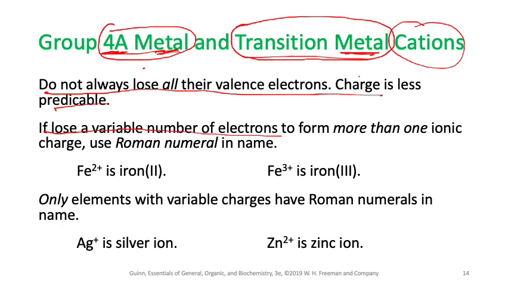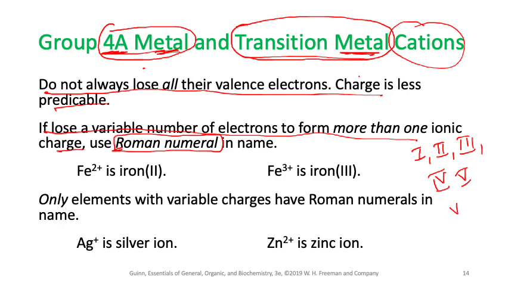If we lose a variable number of electrons to form more than one ionic charge, we normally use a Roman numeral. What is a Roman numeral? This is 1, this is 2, this is 3, this is 4, 5, 6, 7, 8, then you have 9, then 10. So you need just 10 or 8 or 9 just to remember how to write the Roman numerals if you didn't already know that.